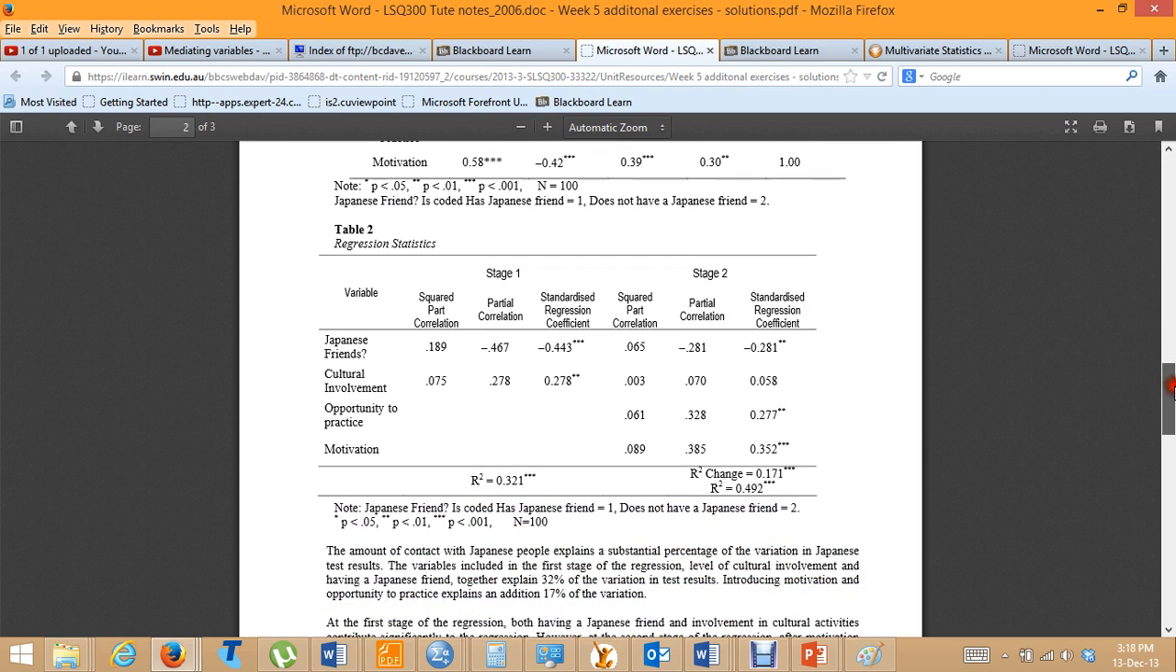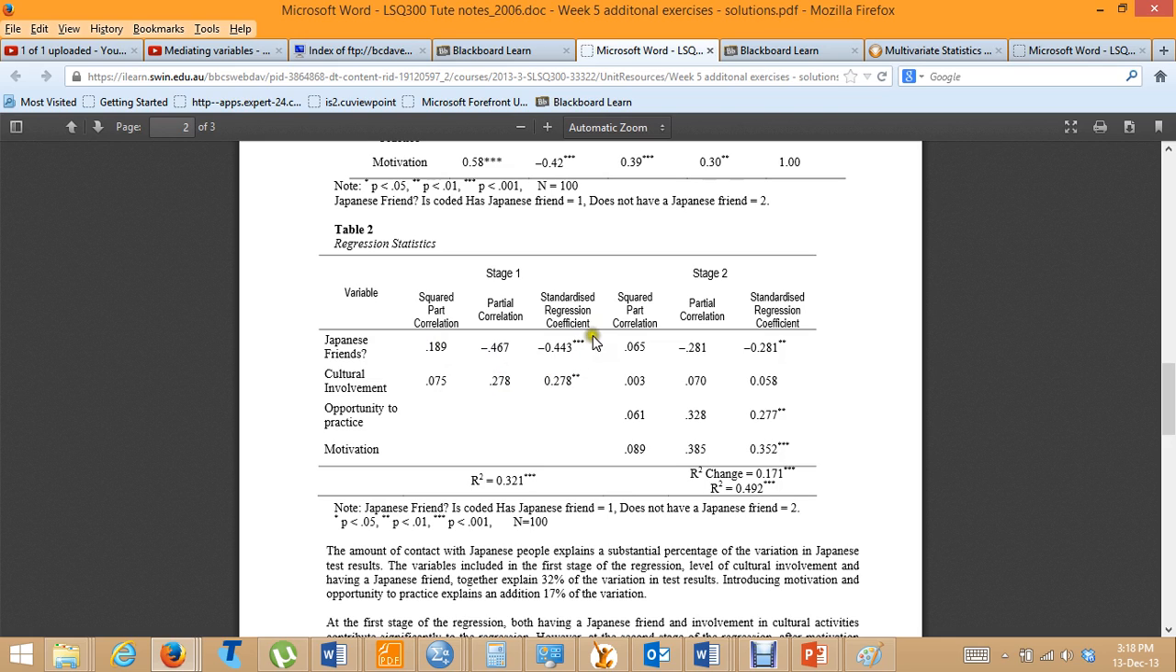So then in table 2, the regression statistics, you have the squared part correlation, which is basically the part correlation squared, which is basically the variance explained, the unique variance explained by each of the predictors. So you have stage 1 and stage 2. So in stage 1, only Japanese friends and cultural involvement are entered into the regression. So for that, you give the squared part correlations to say how much unique variance in the DV is explained by each of these predictors. The partial correlation is just basically like a correlation, except instead of having a zero order or raw correlation, it's only the unique variance between each IV and the DV.